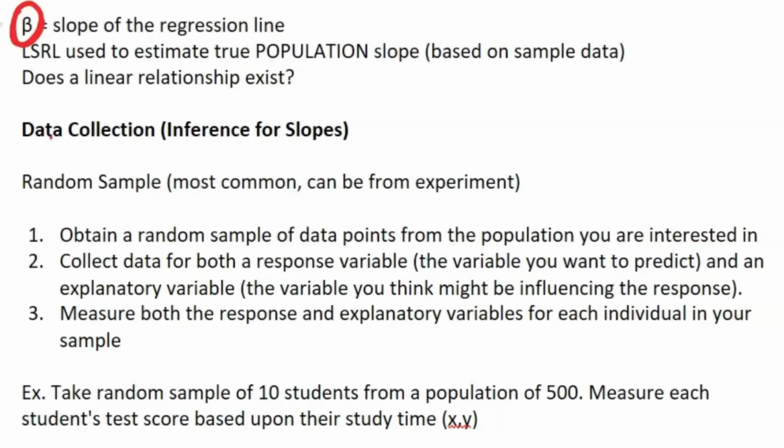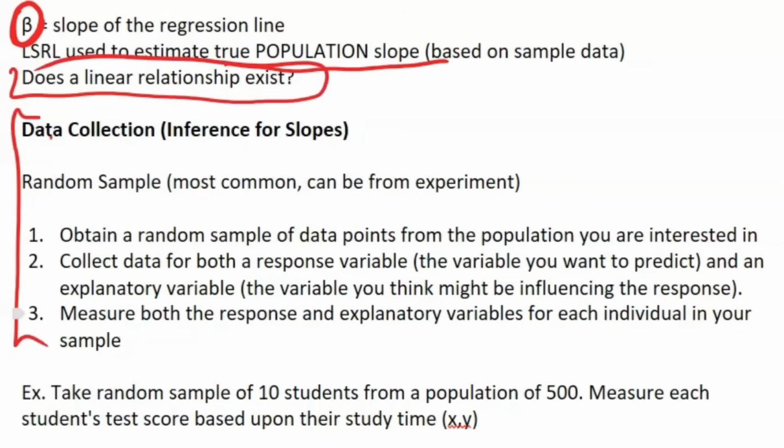So we got a new symbol here. We got this B-looking symbol, that is beta. That's the slope of the least squares regression line. So instead of trying to estimate the true population proportion or true population mean, now it's the true population slope. And we're going to do this using sample data, just like before, okay? So the big question we're trying to answer is: is there a linear relationship?